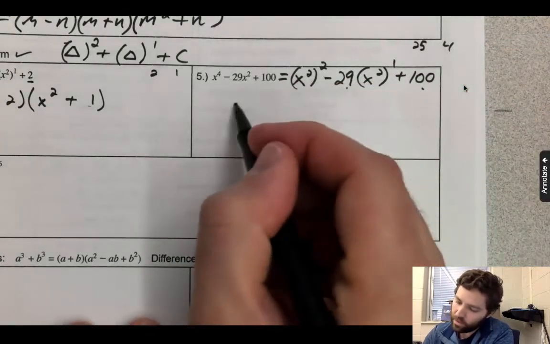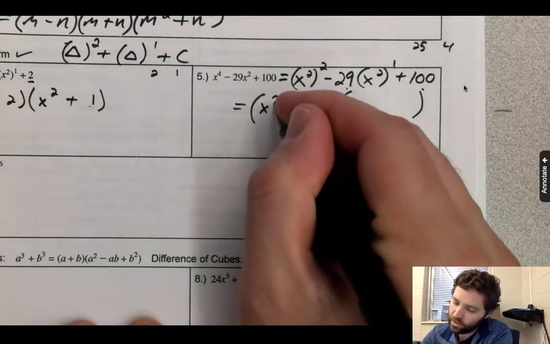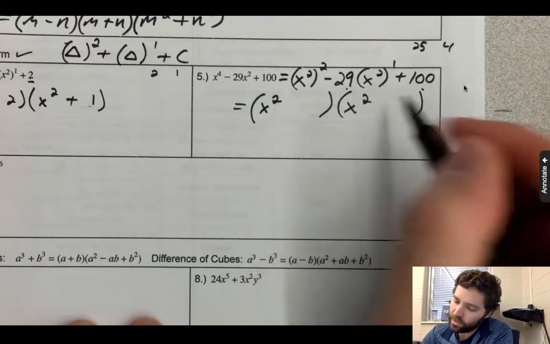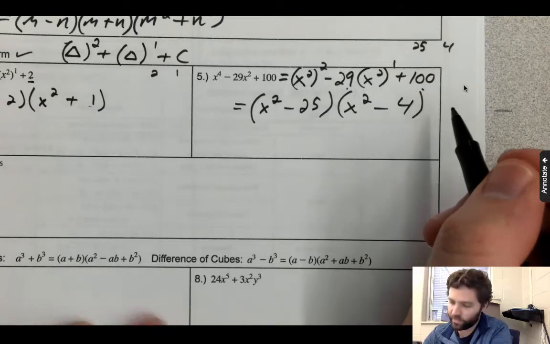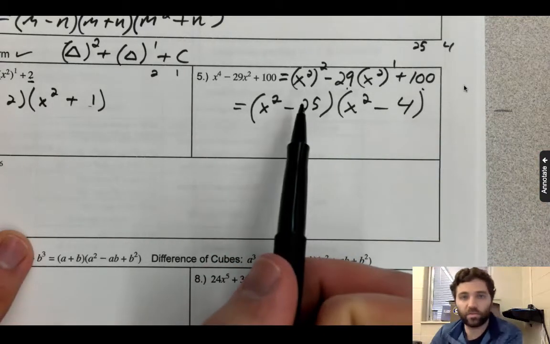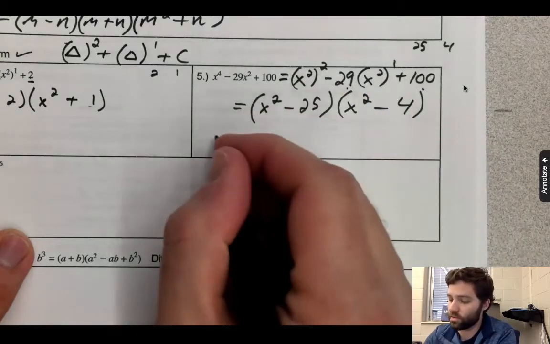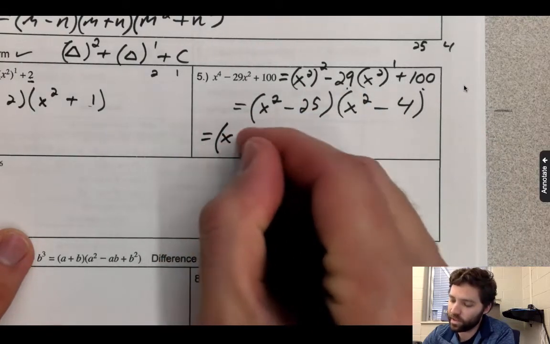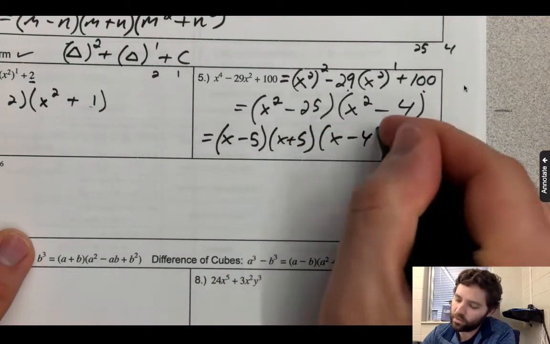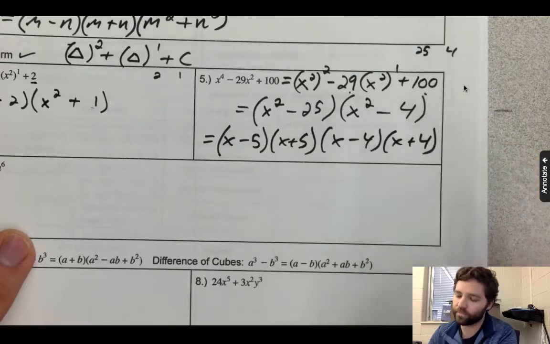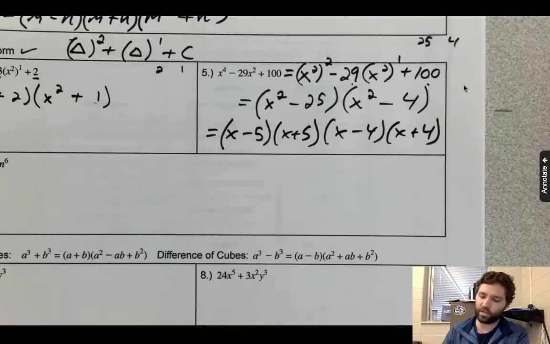Okay, so break it up like this. So we'll have x squared, and then we'll have minus 25 and minus 4. And then you might notice that x squared minus 25 is a difference of squares. X squared minus 4 is a difference of squares. So you can actually break it up even further. You can go x minus 5, x plus 5, and then x minus 4, x plus 4. Okay, so there it's completely factored. We started off in quadratic form.